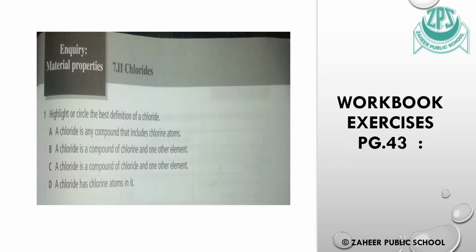Now move to your workbook exercises given on your page number 43. From this unit you have to answer only the first question, as this question is related to the topic which I have discussed in the class. So you have to only highlight or circle the best definition of the chloride. From these options A, B, C and D, you have to circle only the best definition of the chloride.